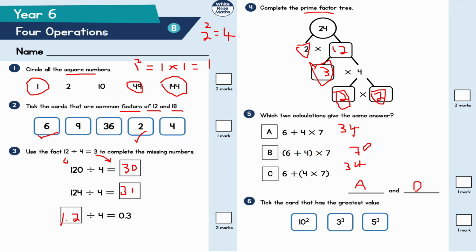This is question number 6, guys. Tick the card that has the greatest value. 10 to the power of 2 means 10 times 10, and 10 times 10 we should know is 100, so 10 squared is 100. 3 to the power of 3 means 3 cubed, which is 3 times 3 times 3, which we should know is 27, so 27 is what I call a cube number. And 5 cubed means 5 times 5 times 5, which is 125. So the card that has the greatest value is 5 cubed. So I'm going to tick that one.